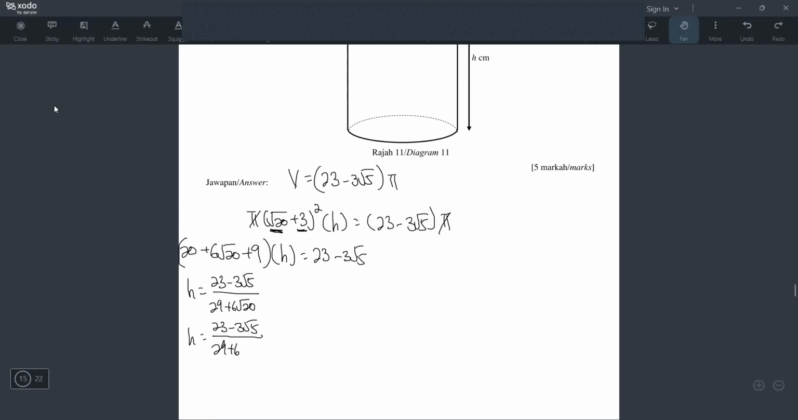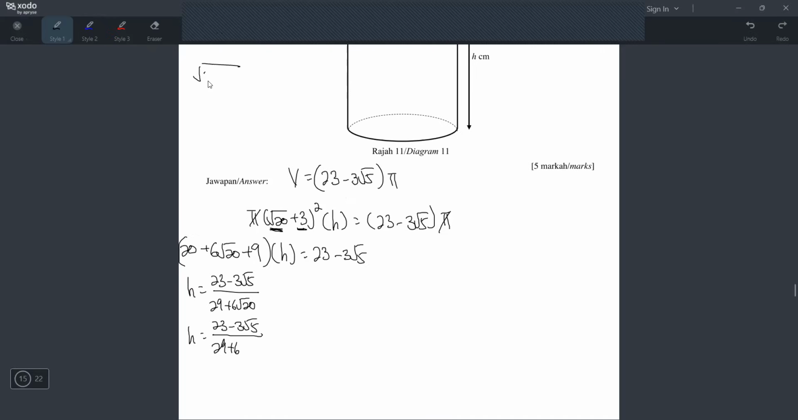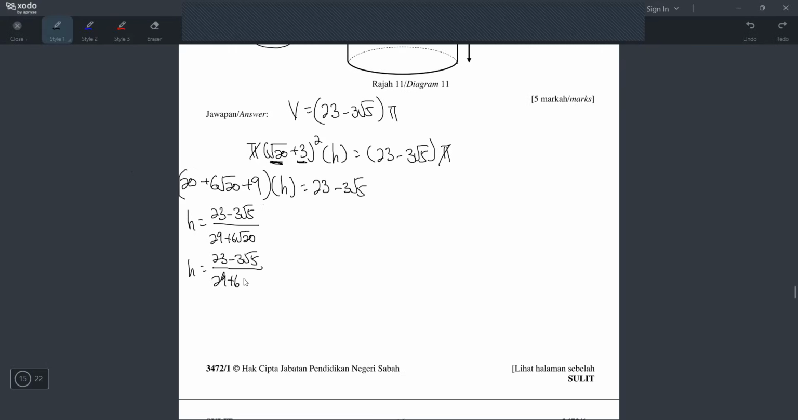Okay, let's do it up here. So square root 20, you can actually change it to what? Square root 4 times 5. And kenapa saya buat macam tu? Why I change it to 4 times 5? Because 4 can square root, which is 2. And then square root 5 cannot square root, just write like this. It means you can actually simplify this, becomes 6 times 2 times square root 5. Okay, square root 20 became 2 square root 5. So now you end up with 23 minus 3 square root 5 over 29 plus 12 square root 5.